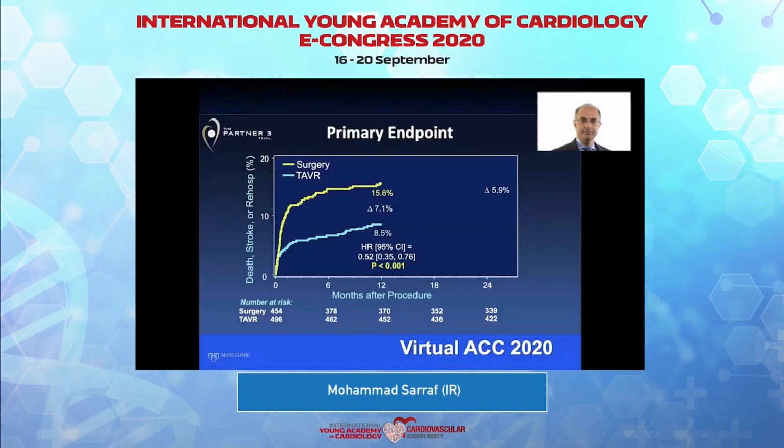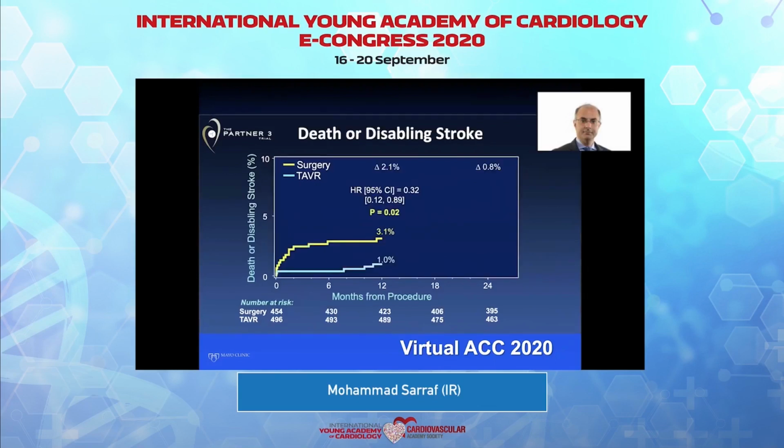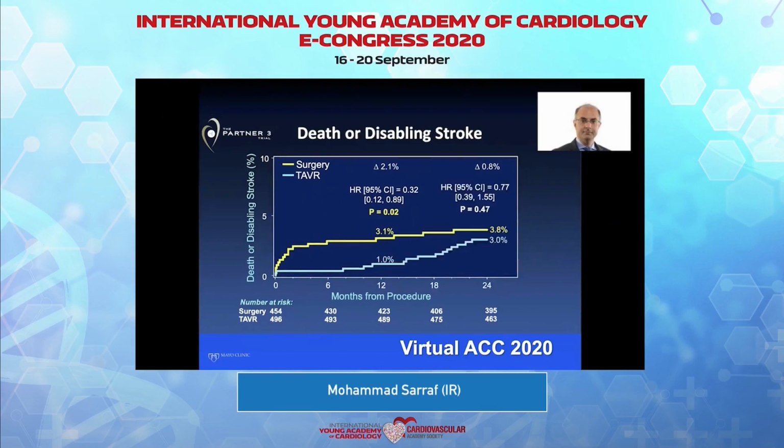I'd like to focus a little bit on the primary endpoint of Partner 3, mainly because this is the study that most people refer to as superiority of TAVR, and clearly the endpoint, which was a composite of death, stroke, or rehospitalization, was in favor of TAVR at 12 months, and also recently we learned that at 24 months. So TAVR seems to be doing better. But when you scratch the surface a little bit more, death or disabling stroke, which was strongly in favor of TAVR at 12 months, seems to have lost its edge at 24 months.